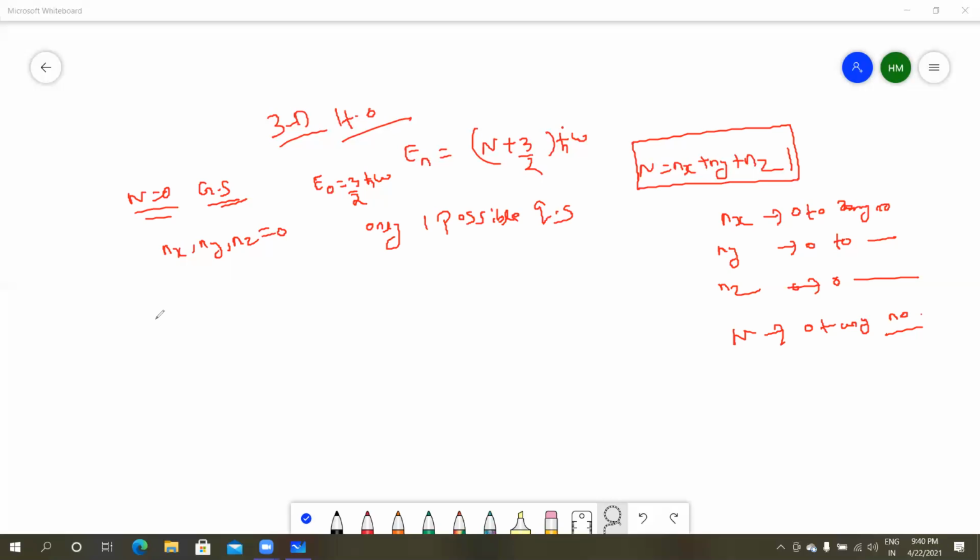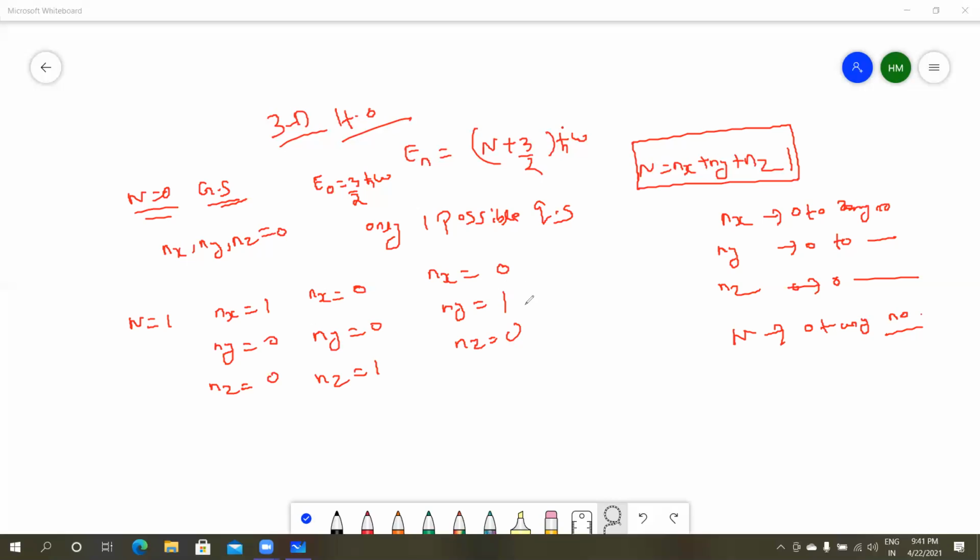Now let's say n equals 1. What are the possible values of nx, ny, nz so that you get n equal to 1? nx can be 1, ny can be 0, nz can be 0. This is one possible value. Or you can take nx equal to 0, ny equal to 0, nz equal to 1. Or nx equal to 0, ny equal to 1, and nz equal to 0. All these correspond to the same energy only.